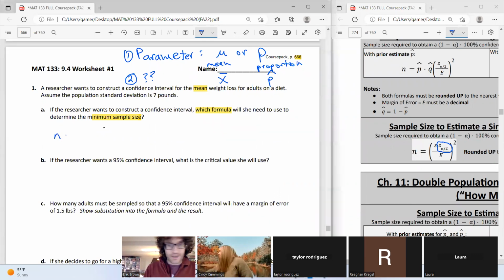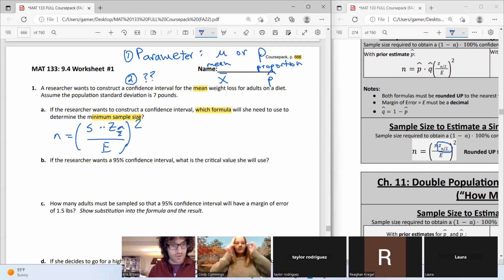So I'll just write this down for starters. There, that was our formula. And this finds the smallest sample size possible. And then Taylor already helped us with this one. We're figuring out what's the critical value. This is Z alpha by 2, Z alpha divided by 2. We probably know this one.